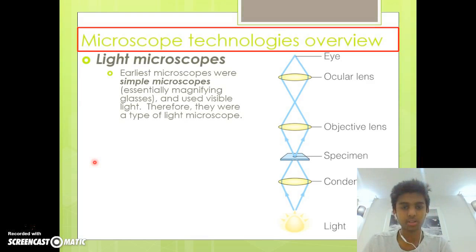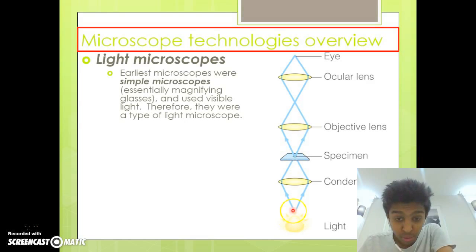So the light microscope was the earliest simple microscope, which is essentially a bunch of magnifying glasses and used visible light. Therefore, they were a type of light microscope. So your eye would be placed right up here, and there were two ocular lenses which would observe the specimen. So your eye would receive all the light here, which was constantly getting refracted.